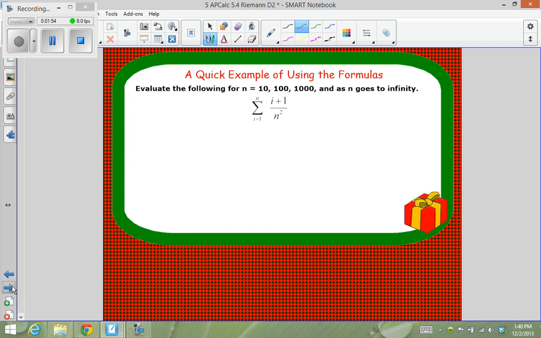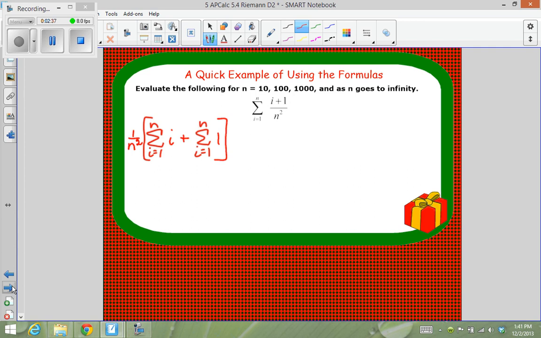Okay. Quick example just to remind you how to use your formulas. It says evaluate for n equals 10, n equals 100, n equals 1,000, and as n goes to infinity. We may not do all of those, but let me at least show you how to do it with the 10. If you remember correctly on these, what we want to do is pull the 1 over n squared out to the front. Then you do your sum from i equals 1 to n, and what you're left with is that i plus 1. Well, remember, those things can split, to where you can rewrite it like that.